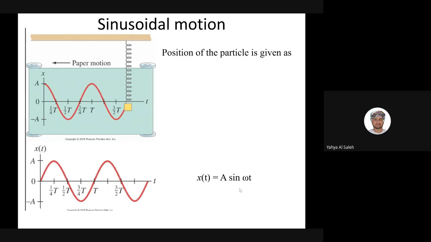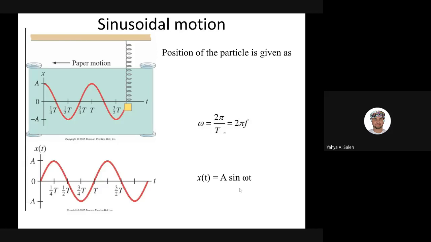Now, I'm not going to go into the very detailed derivation of this, but I'll tell you how it works. The position is given by A sine omega t. What are these letters? A is your amplitude. Because the sine or the cosine have a maximum of 1, if my amplitude is more than 1, I multiply it by that number. Easy. That's the easy part.